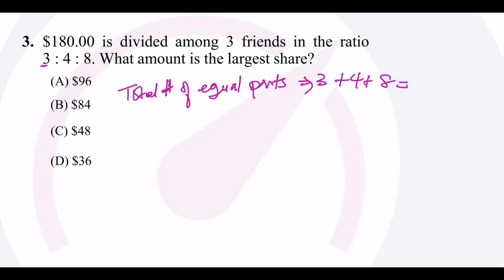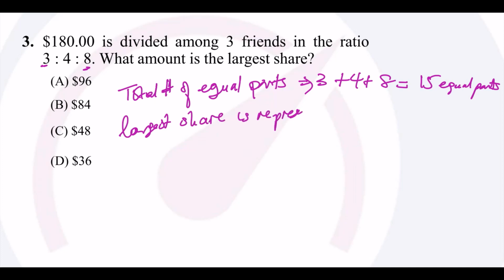That gives us 15 equal parts. And then we know that the largest share, so what ratio represents the largest share? The largest share is 8. So the largest share is represented by 8 over 15. Now, what's the value of the largest share?